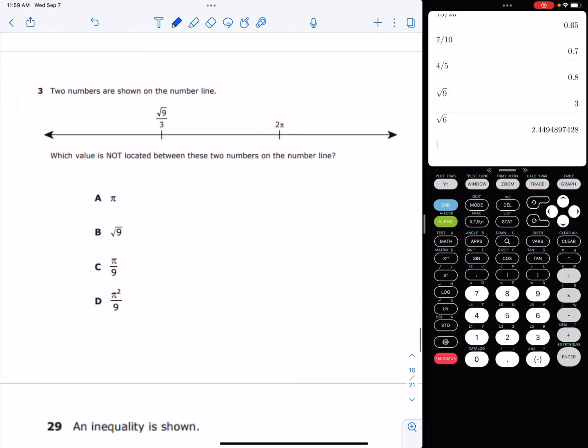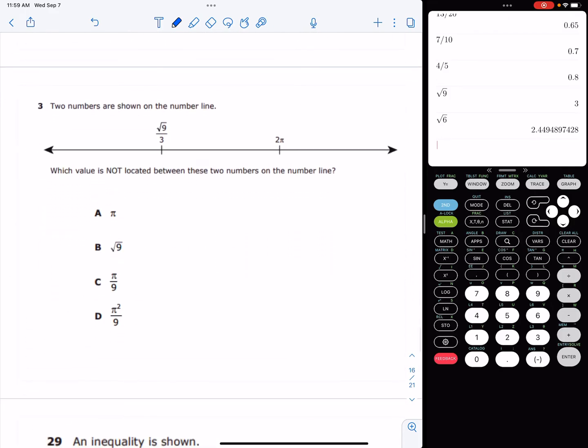The rest of these are just pretty simple. Now let's look at a couple STAR questions. STAR questions may be a little different this year, but they will still have some that are multiple choice. Here's a very typical STAR type question. 2 numbers are shown on the number line. Which value is not located between these 2 numbers on the number line?